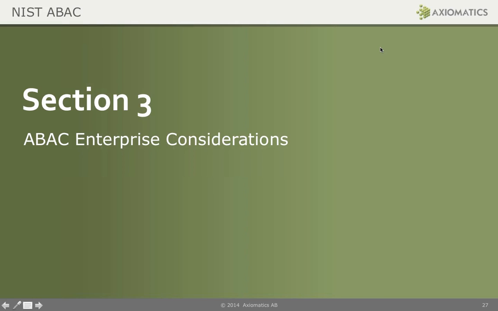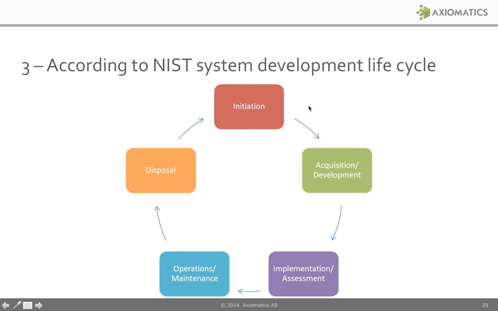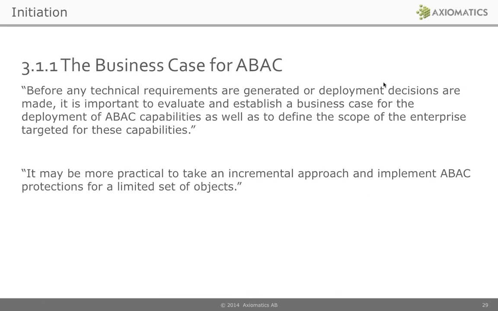All right, next, we'll move on to section 3. It's ABAC enterprise considerations. It's a pretty lengthy section, so we'll hit some of the topics here. What they do is they go through each of these 5 areas. That's the NIST system development lifecycle, and they point out things to consider in each of these topic areas. So if we start in the first section, in initiation, they go through a discussion of building the business case for ABAC. And this is pretty sound advice.